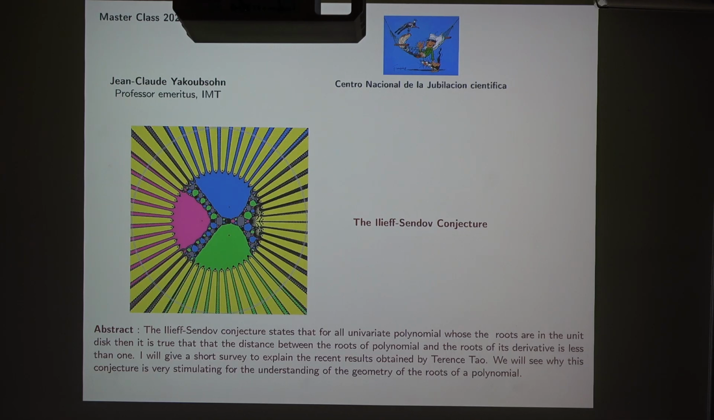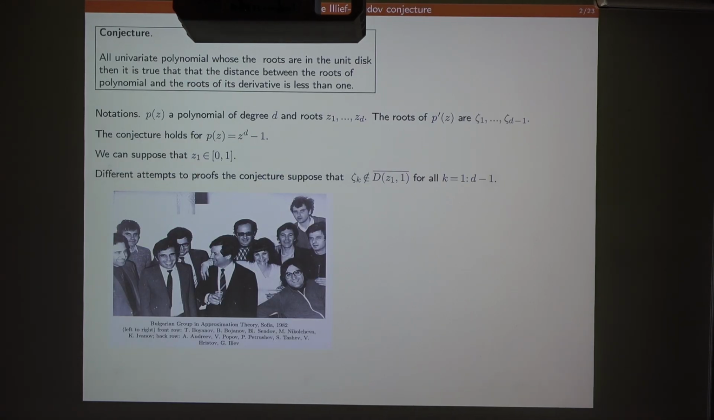It's related to the Sendov conjecture because the Sendov-Ilieff conjecture says: for a univariate polynomial with all its roots in the unit disk, and when you have a general univariate polynomial, it's easy to arrange that all the roots are in the unit disk, then the distance between a root of the polynomial and a root of its derivative is less than 1. Yes, I explain this in 5 minutes.